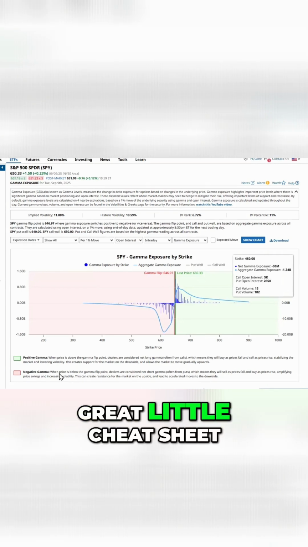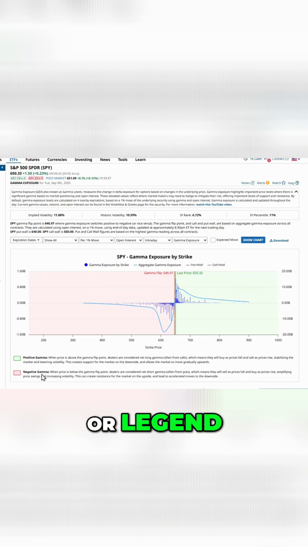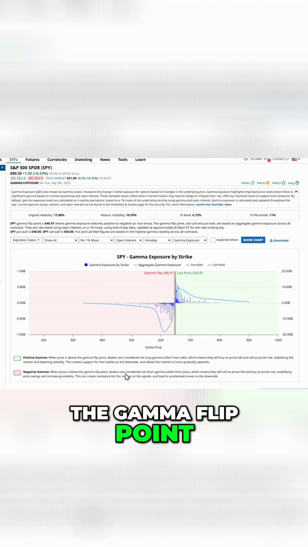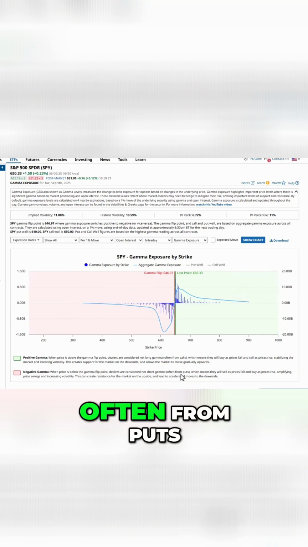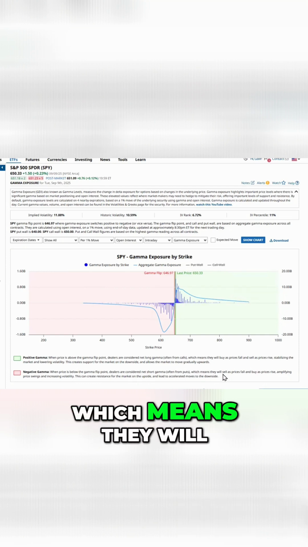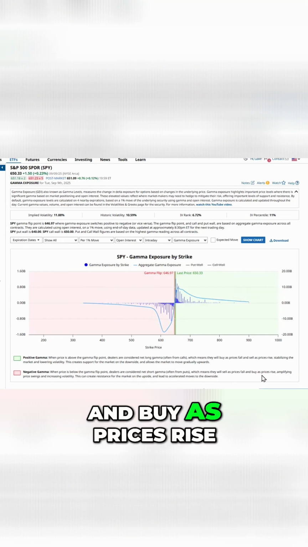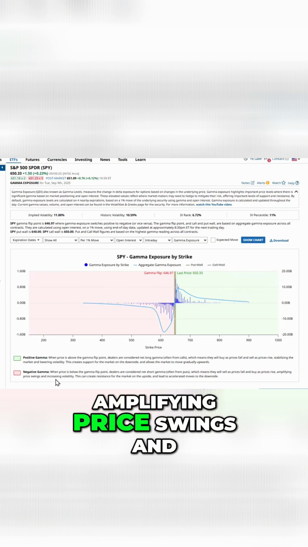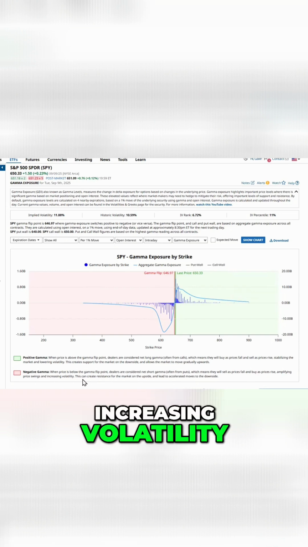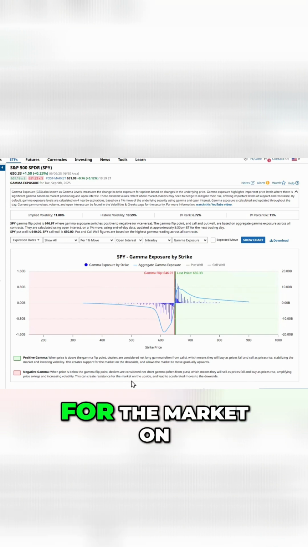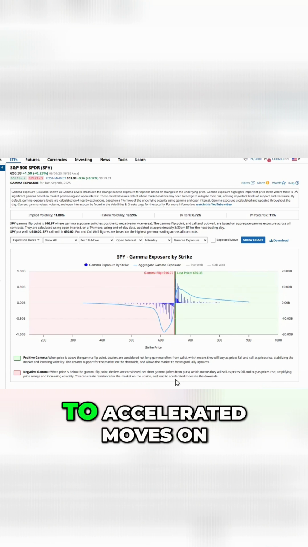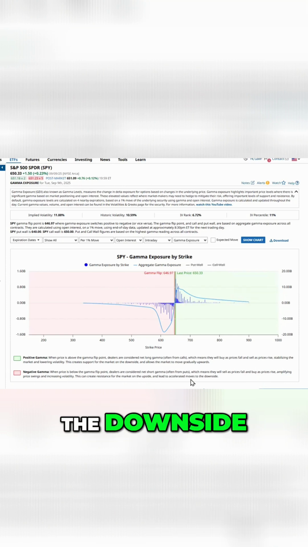And we've got a great little cheat sheet here, or legend. Negative gamma, when price is below the gamma flip point, dealers are considered net short gamma, often from puts, which means they will sell as prices fall and buy as prices rise, amplifying price swings and increasing volatility. This can create resistance for the market on the upside and lead to accelerated moves on the downside.